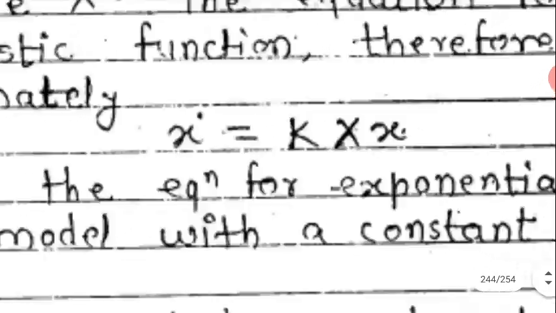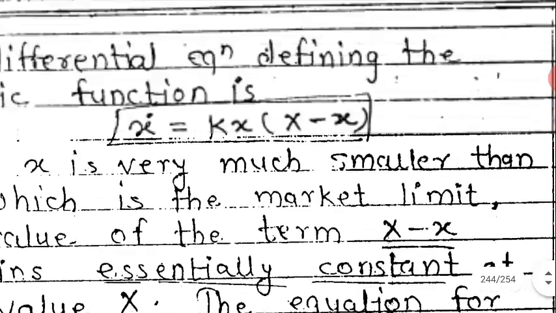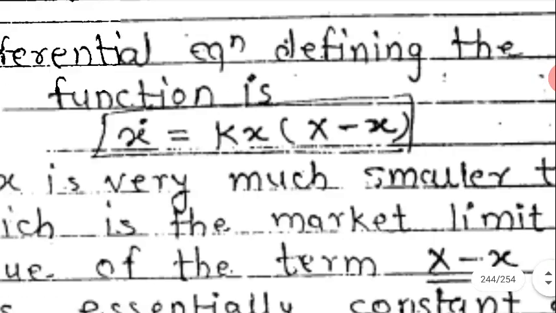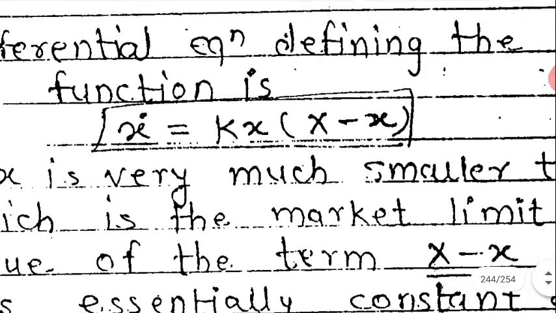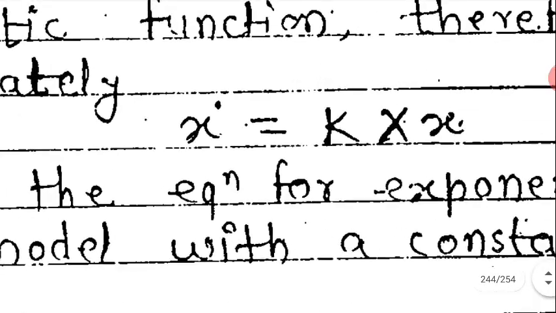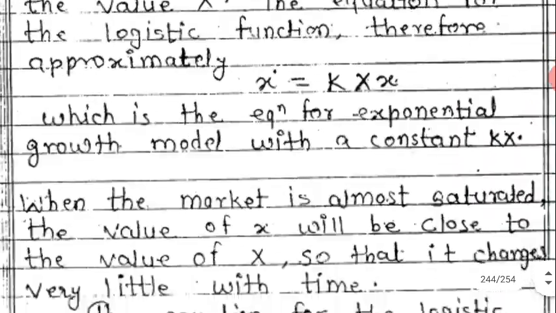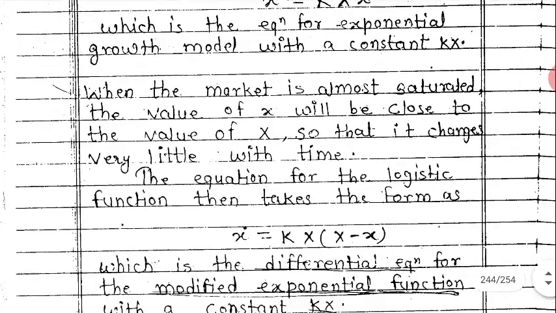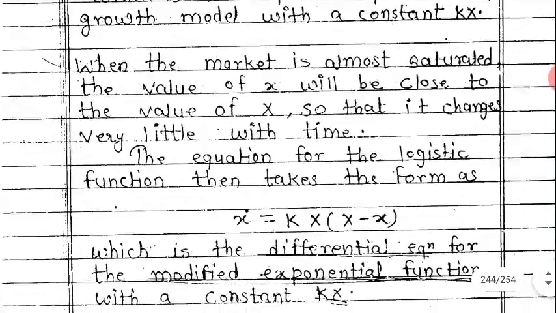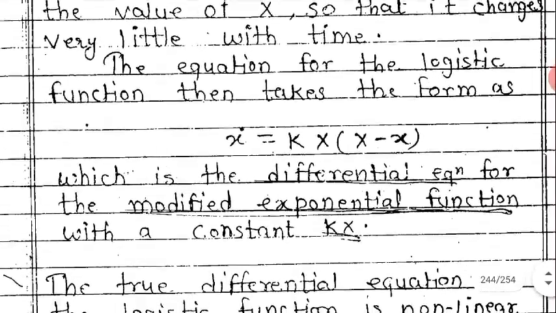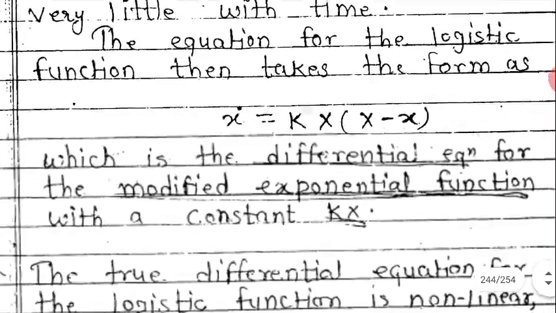So we will just neglect that small x in the equation x dot equals k small x into (capital X minus x). This minus x will be neglected, so it becomes x dot equals k into capital X into small x, and we can say this equation is the exponential growth model with constant k times capital X, where the market is small, almost saturated, and the value of x will be close to the value of capital X, so that it changes very little with time.